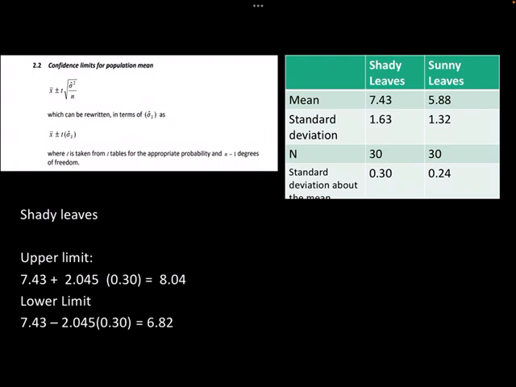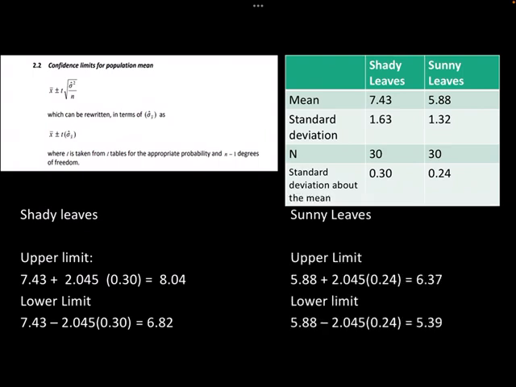Same can be done for the sunny leaves. So if you haven't done the shady one, pause again and try doing the calculation for the sunny leaves. So for the results for the sunny leaves, you can see that our upper limit, using the mean value of 5.88, plus again our t value 2.045, multiplied by this time the standard deviation about the mean being 0.24, there you get our 6.37 and 5.39 as the lower confidence limits.